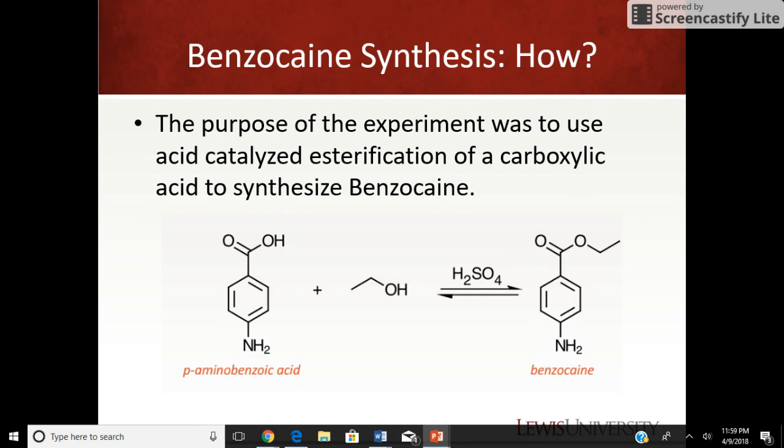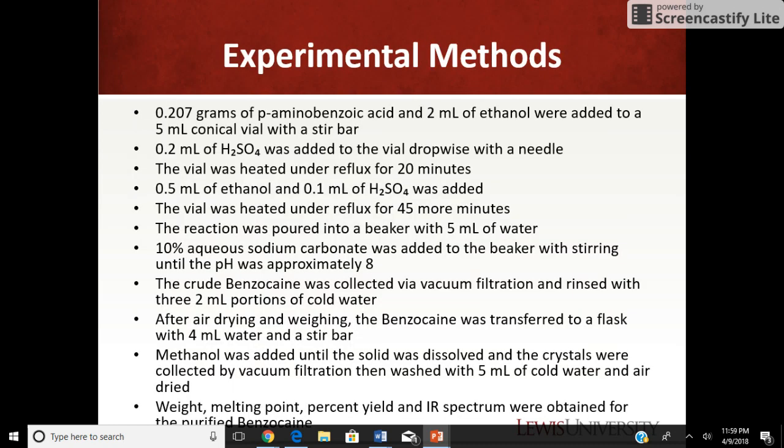More specifically, for the benzocaine synthesis, you can see that the p-aminobenzoic acid is reacted with ethyl alcohol, and sulfuric acid is used as the acid catalyst, and you eventually get your benzocaine molecule. And the overall purpose of this experiment was to use acid catalyzed esterification to synthesize benzocaine.